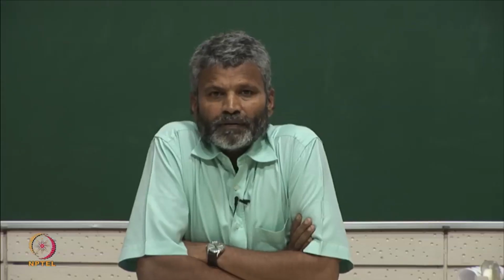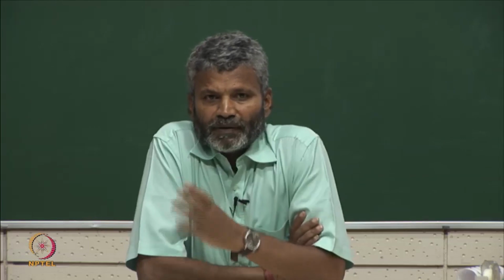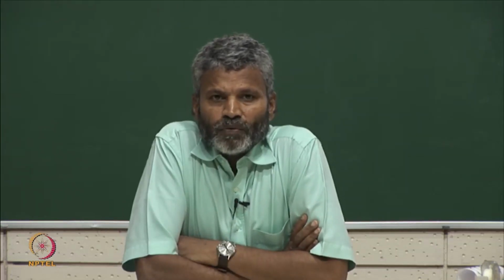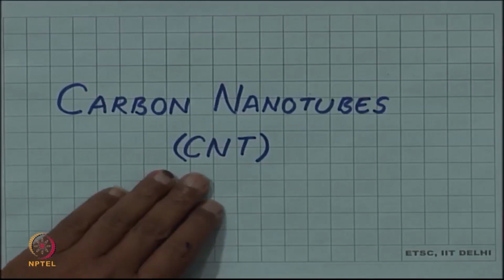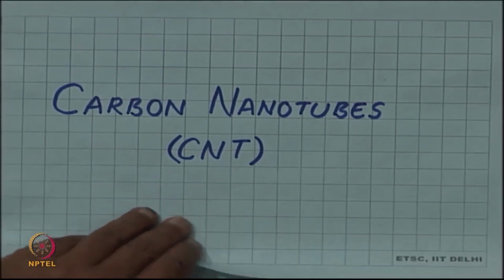We are discussing carbon structures, and we have already discussed the structure of graphene, diamond and graphite. Today our topic is another carbon structure which is very important and has recently gained much importance in research and development: the carbon nanotube, also sometimes abbreviated as CNT.